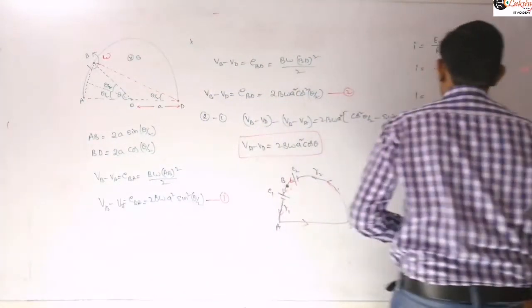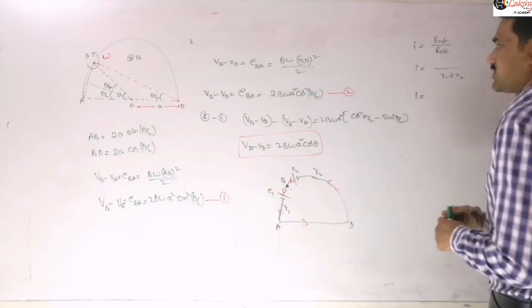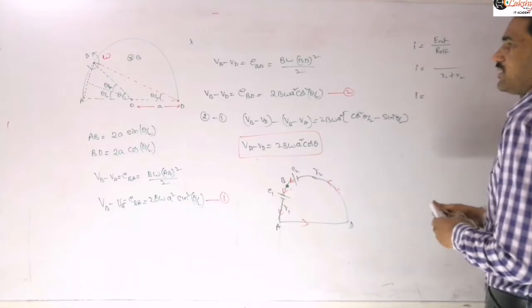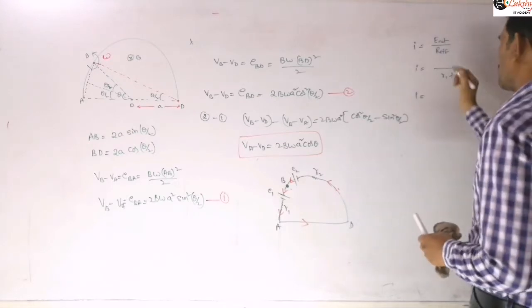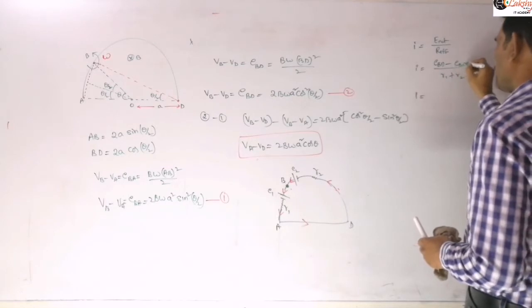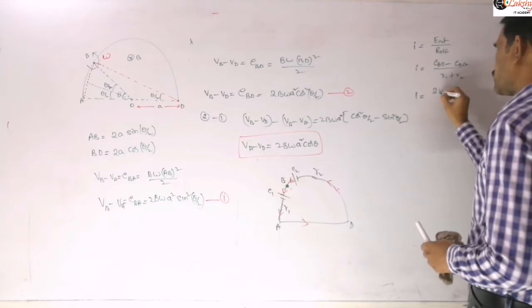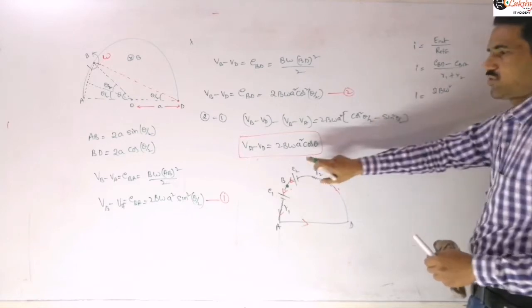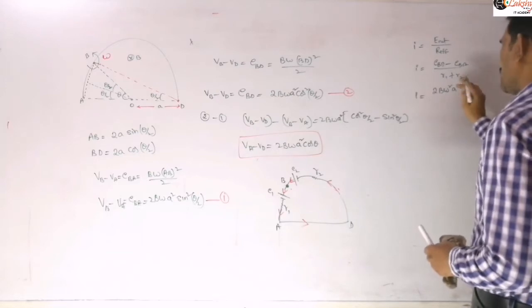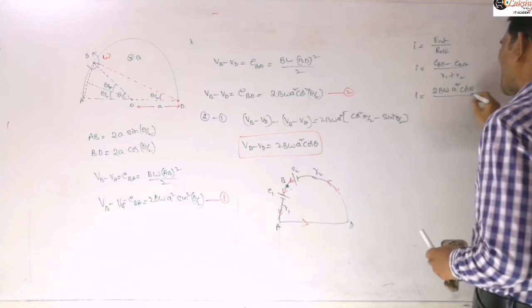Current is flowing in the anti-clockwise direction, so I can write this value as EBD minus EBA, and this value we already calculated. This is 2B omega A square cos theta by R1 plus R2. That difference between those two values we already calculated here.